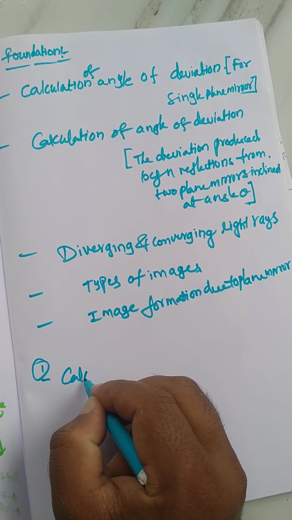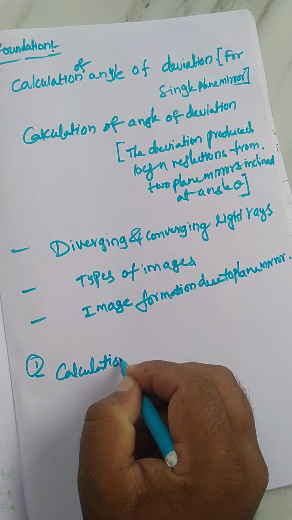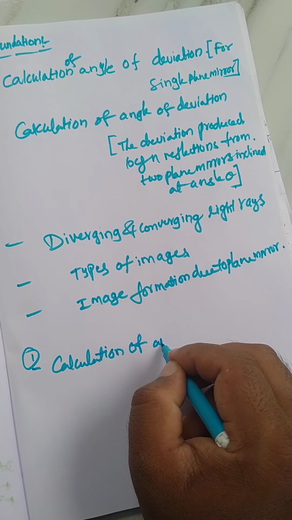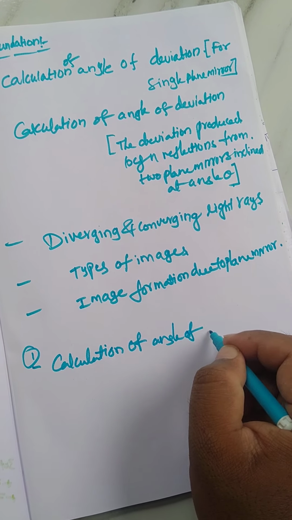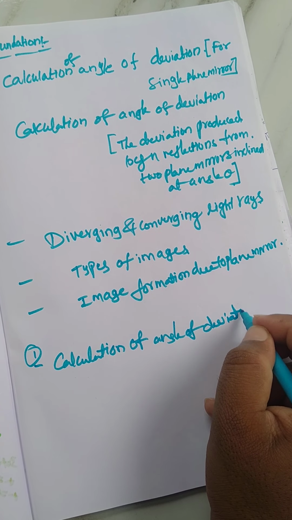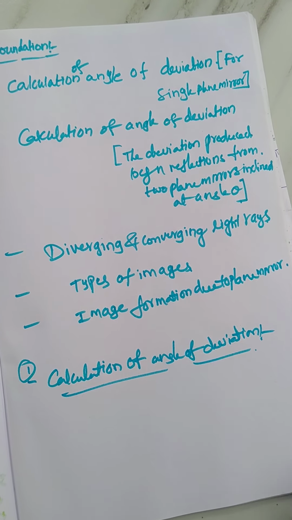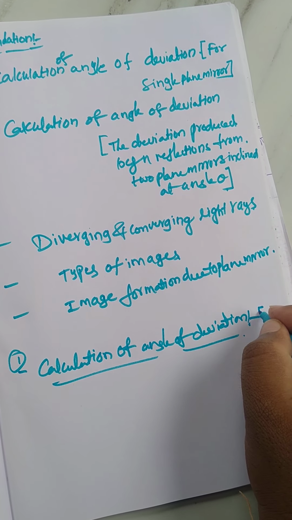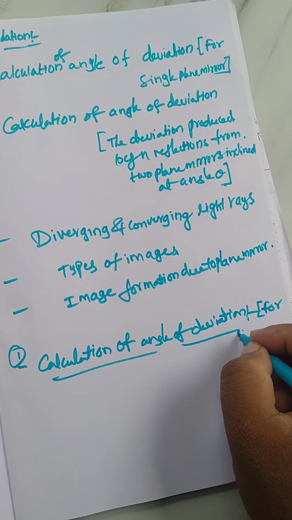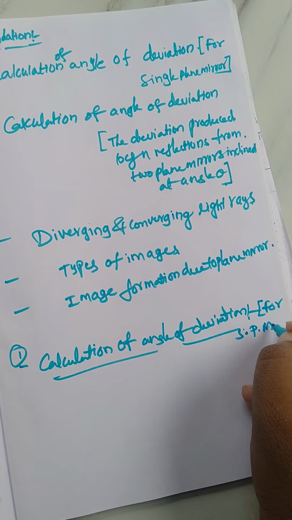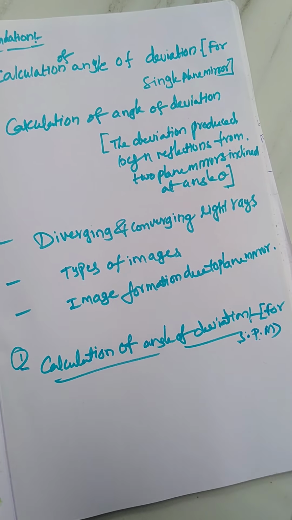See, first one is the calculation of angle of deviation. So how can we calculate the angle of deviation? It is for a single plane mirror, dear students. You can write SPM, it means single plane mirror.